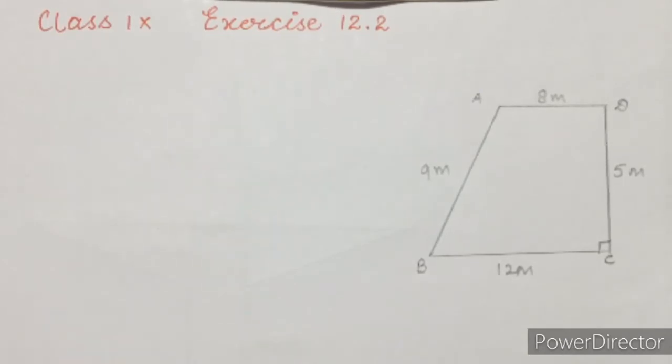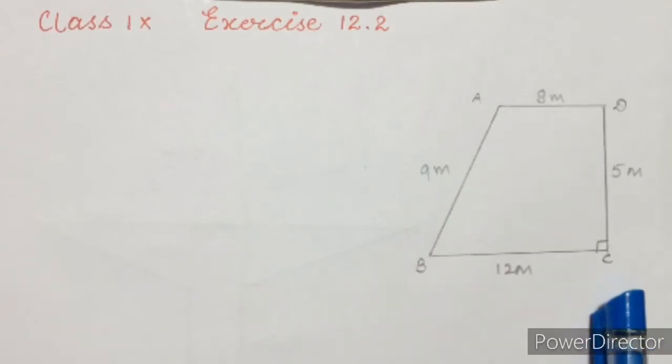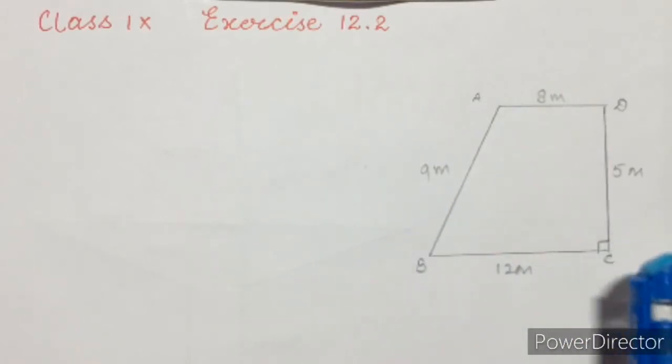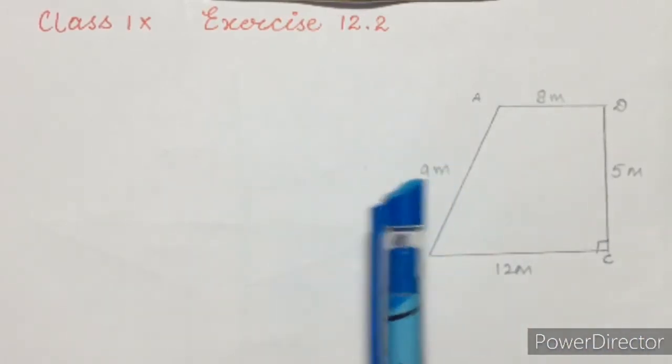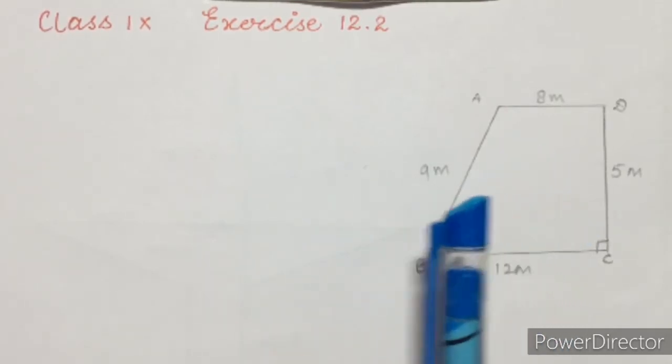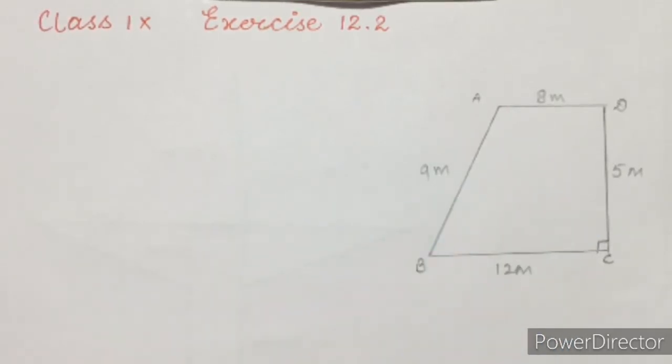Dear students, we have to start exercise 12.2 from Heron's formula, and question number 1 says we have a quadrilateral ABCD which is right angled at C. The sides AB, BC, CD and AD are all given, that means all four sides are given. They are asking what is the area of this quadrilateral.